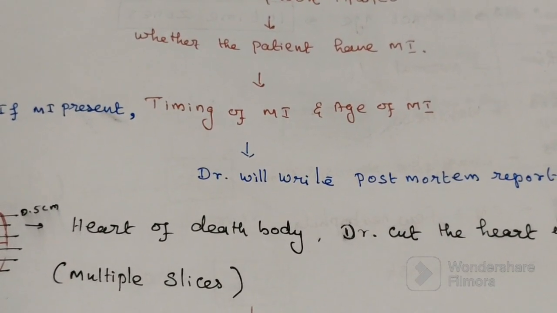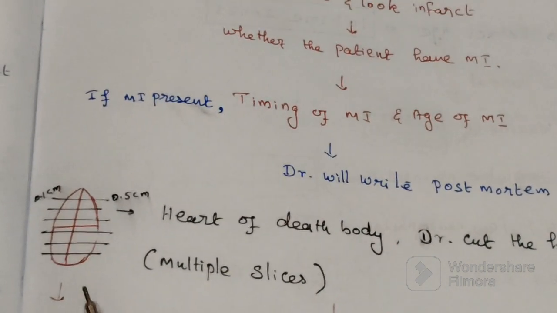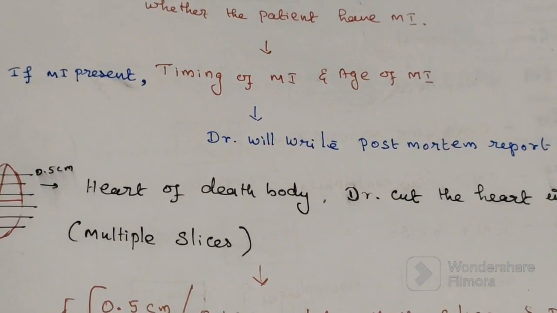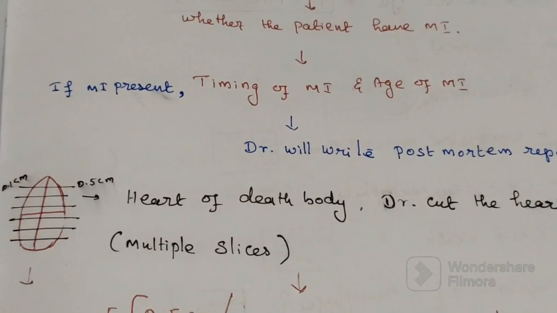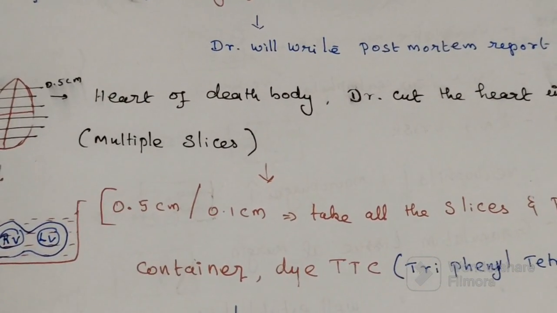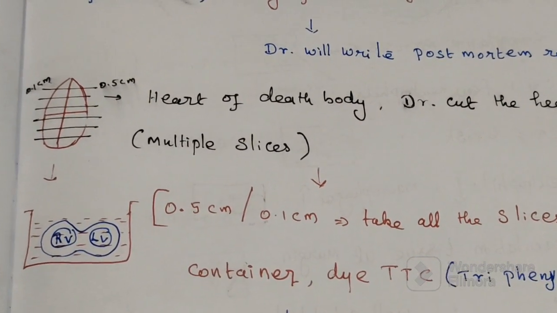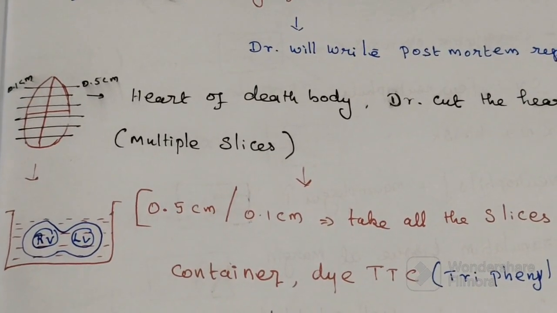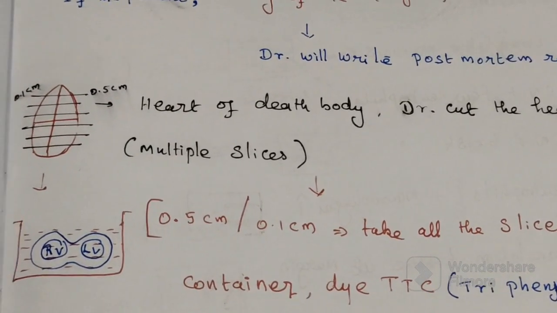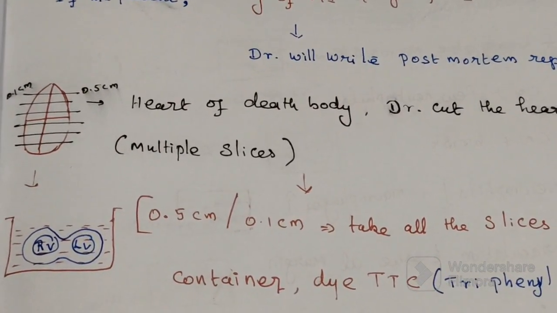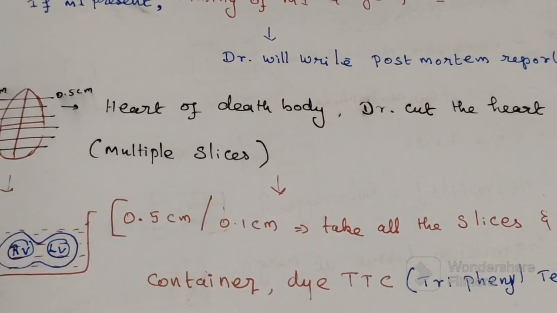So for that, first we will take the heart. Suppose this is the heart of that dead body we took out. Now what will the doctor do? The doctor will cut it into multiple slices. Each slice will be cut at 0.5 centimeter or 0.1 centimeter. Now we have 100 slices with us.